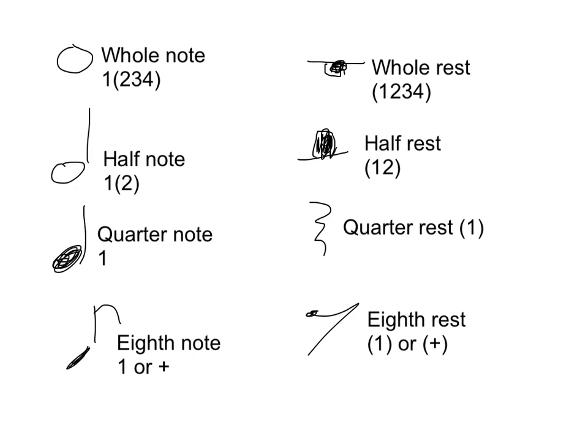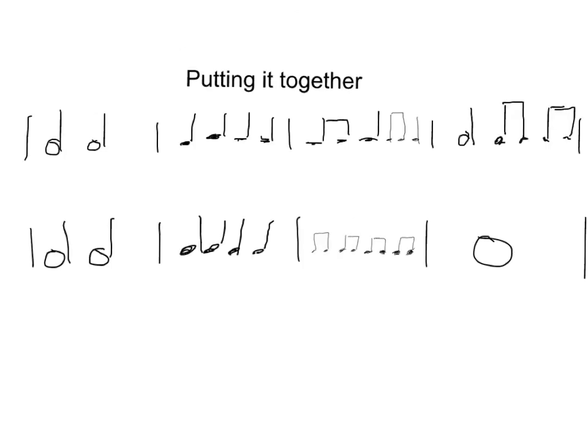So here, as a reminder, are the different types of notes and their duration, and here are the different types of rest and their duration. So you can go back and forth between this slide and the one before it to try and figure out how you're going to clap that rhythm. After you've put it together and think that you have it, you can check your answer on the next slide.